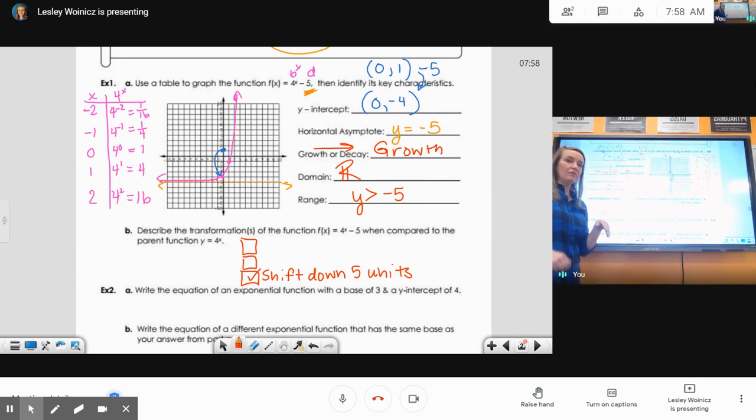The next one we'll do tomorrow is reflections, and then after that we'll do vertical stretches and compressions. But for right now, we're just shifting up and down.